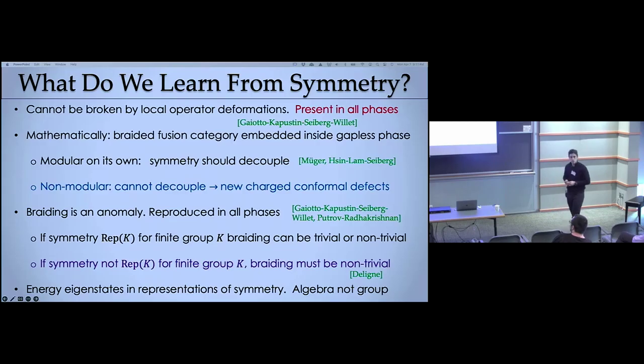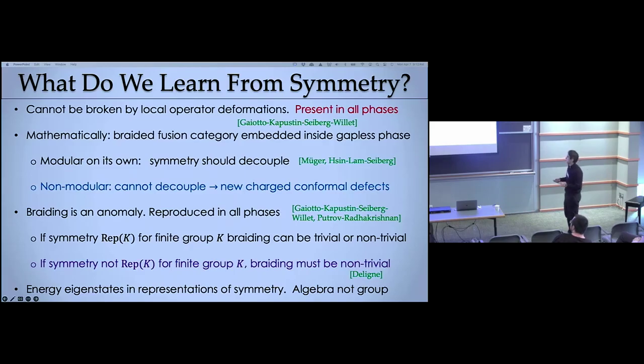Another thing you learn is about anomalies. It's a well-known fact that the braiding of topological defect lines is an anomaly. What that means is that it has to be reproduced in all phases of the theory, anything that you get by, for instance, relevant deformation out of the fixed point. And if the symmetry looks like Rep K for some finite group K, if that's the fusion algebra, then the braiding could either be trivial or non-trivial. So that's always the situation we're in for standard abelian one-form symmetries. We have to do some further calculation, given the fusion rule, to figure out what the braiding is.